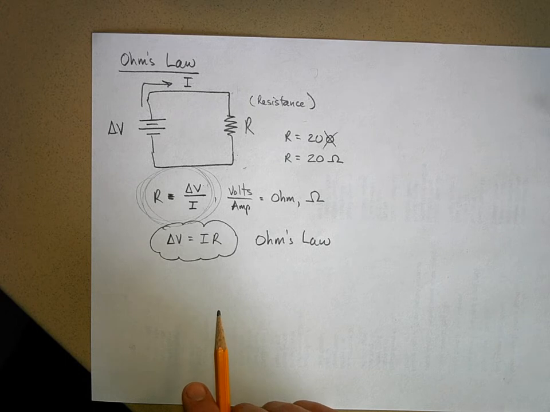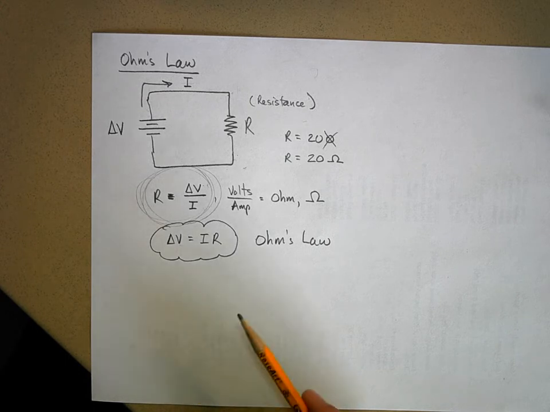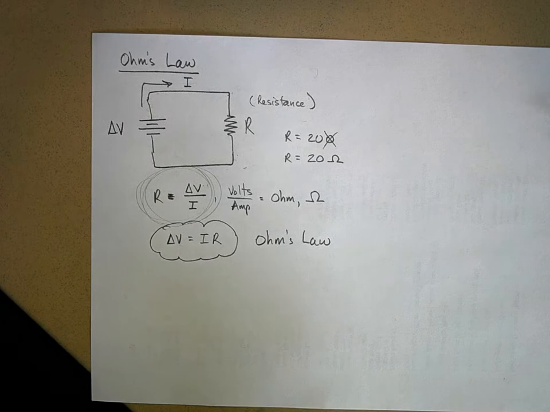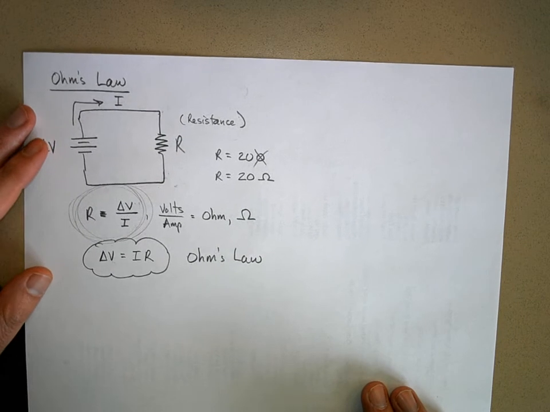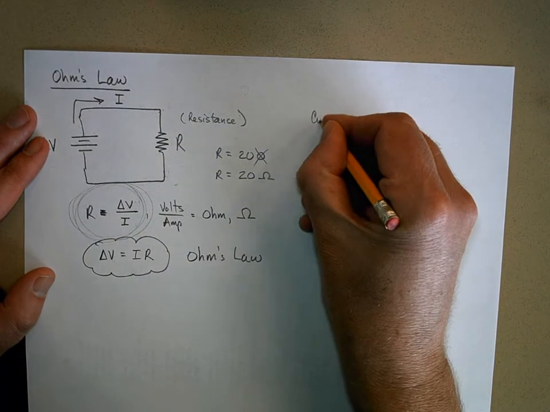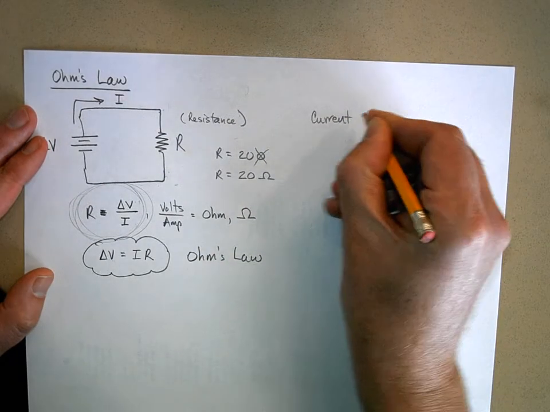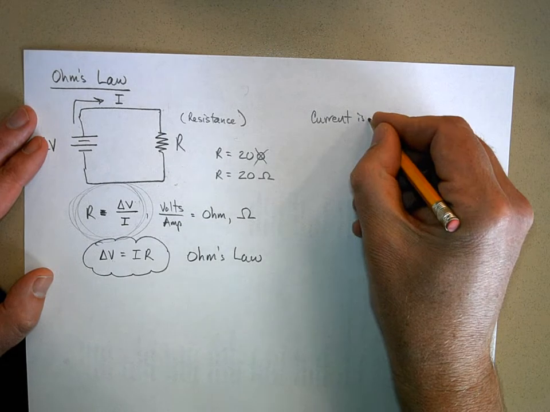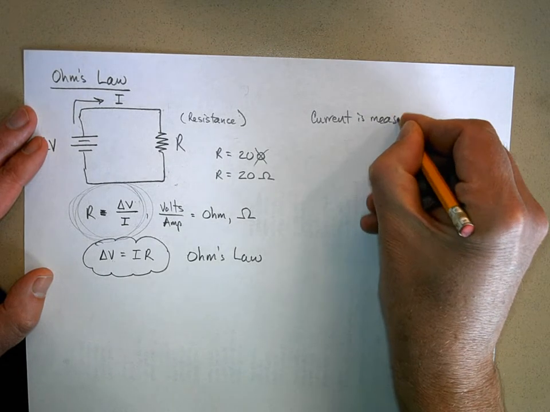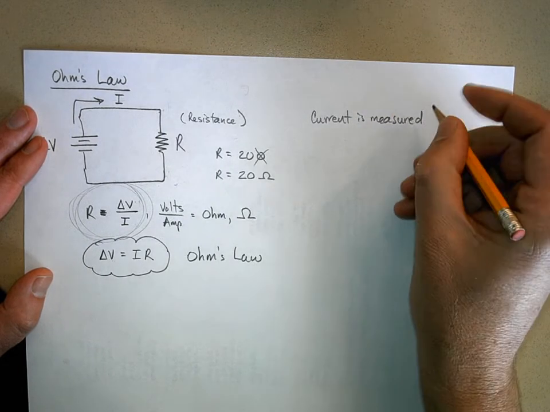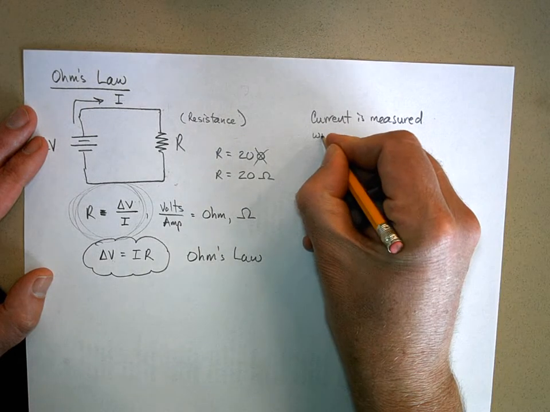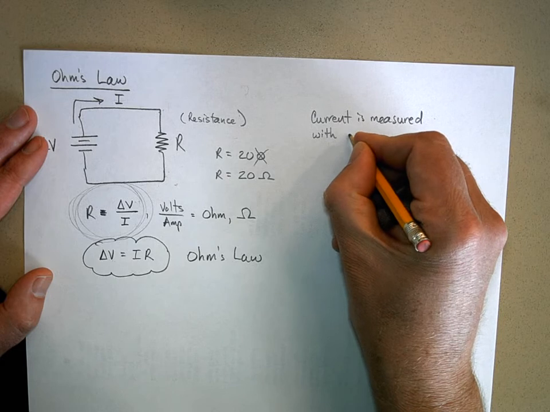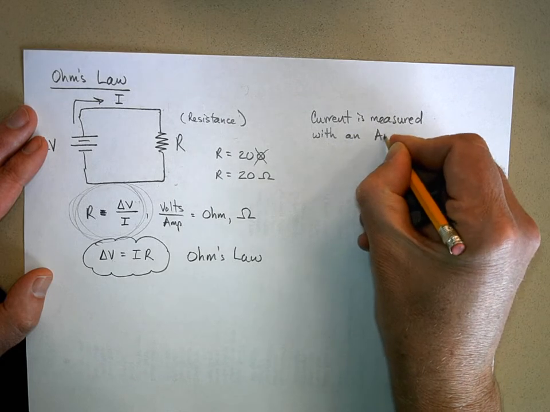And now, let's talk about meters for a second. How do we measure current? How do we measure voltage? Okay, current is measured with an ammeter.